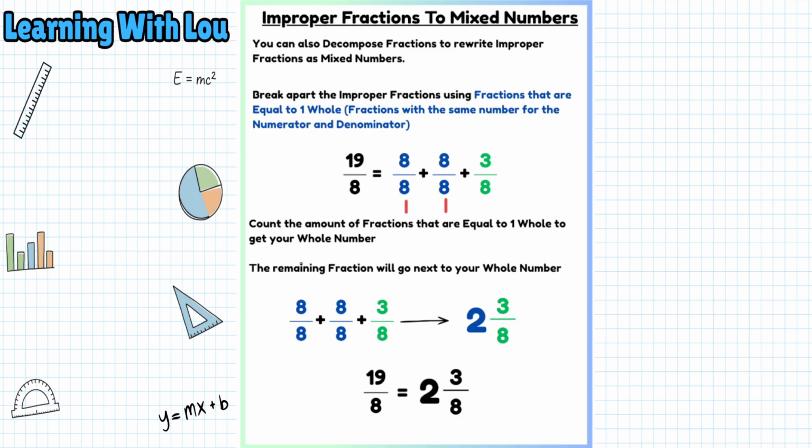up to my 19, because 8 plus 8 gives me 16. I needed 3 more to get to 19, so 3/8 becomes the fraction for my mixed number. So 19/8 can be rewritten as 2 3/8.